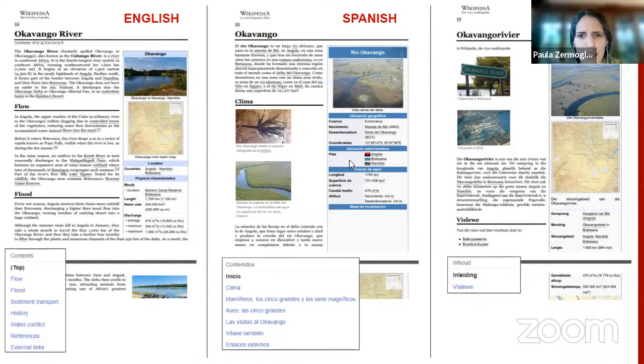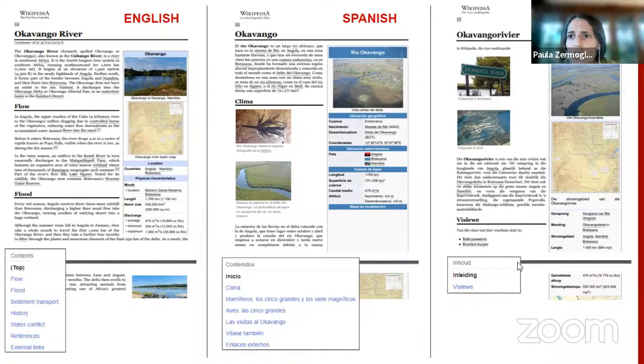And for Spanish, we see a completely different page with different images, with different tables, completely different. And the contents for the Spanish page talk about climate, mammals, birds, and sightseeing in the river. So nothing to do with the English page. So I am missing all this about the flood, the sediment transport, etc. If I'm looking at the English one, I'm missing the climate.